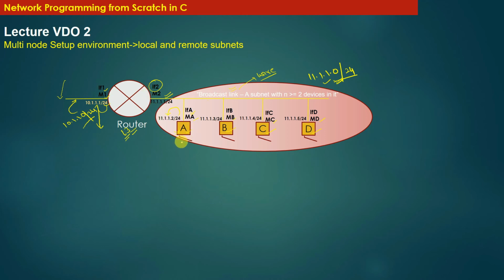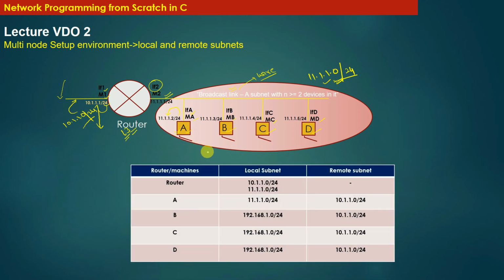So now let us try to understand the local and remote subnets with respect to this topology. For the router, how many local subnets are there? There are two local subnets corresponding to each interface of the router. Apply the definition of local subnet, and you will see that both these subnets are local subnets to the router. And for the router, there are no remote subnets.